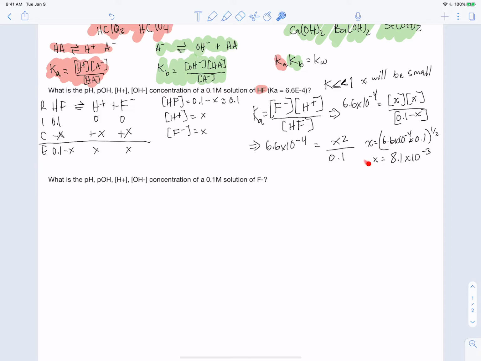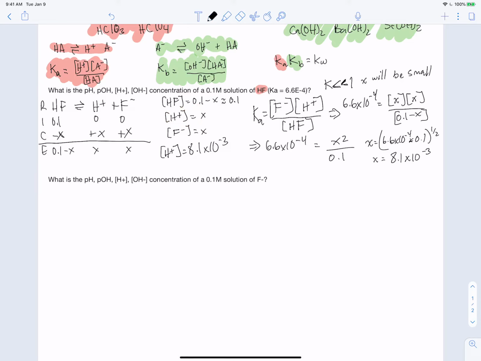We've solved for x here, and remember x was something that we were using to calculate the concentrations of these different species at equilibrium. The only one we're really worried about is the hydronium concentration, which is equal to x. So we can say H plus is equal to 8.1 times 10 to the minus 3. That's exactly what I've said here. And so that takes care of this.